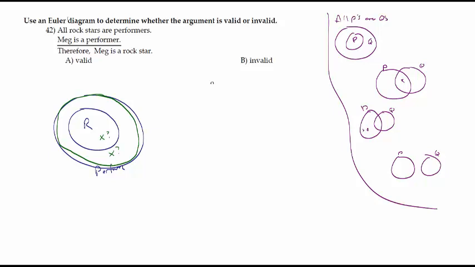My conclusion: therefore Meg is a rock star. Well, is Meg guaranteed to be in rock stars? No. So that's why this is an invalid argument. She may be one, but it's not based on this argument. Like I said, don't use your knowledge. If you know Meg, you know she's a rock star. That's irrelevant. We're trying to determine if the argument is a good one.